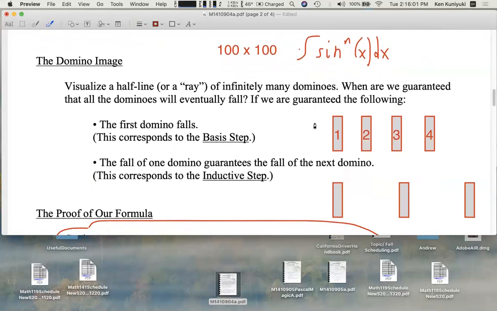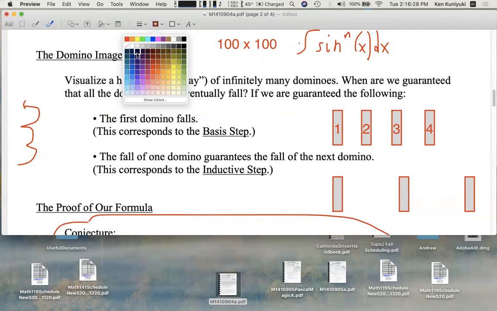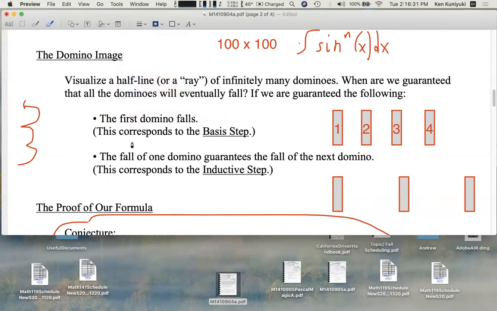Now, what's the key idea behind induction? Well, you could think of it as climbing a ladder, as we mentioned before. We can also think of it in terms of a domino image or analogy. So imagine this line of dominoes, a line, kind of a ray almost, of infinitely many dominoes. When are we guaranteed that each domino will eventually fall? Well, I hope you agree that eventually each domino will fall if we have the following holding true.